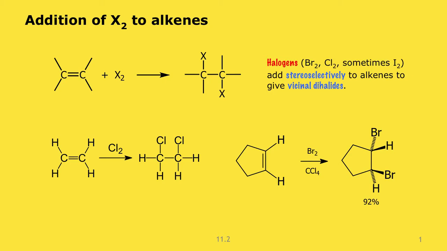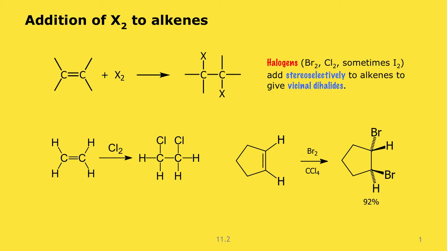We're now going to turn our attention to more addition reactions to pi bonds. And we're going to begin with the addition of halogens to alkenes. Generically, alkene reacting with X2 produces what's known as a vicinal dihalide. From a practical point of view, the reaction occurs quite well with bromine or chlorine, sometimes with iodine.